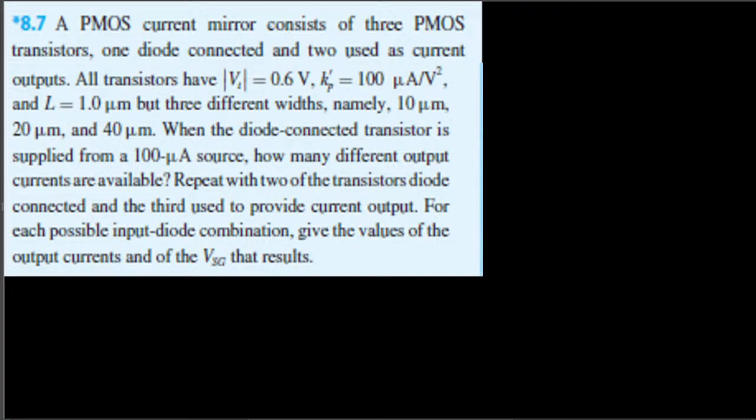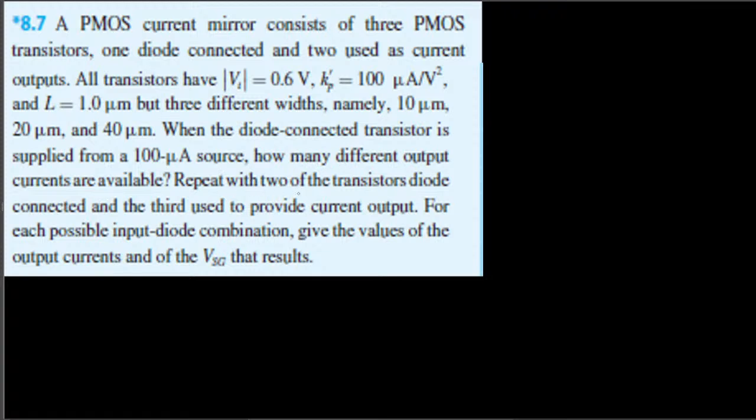A current mirror consists of 3 PMOS transistors, 1 diode connected and 2 used as current outputs. All transistors have VT equal to 0.6 volts, K'p equal to 100 microampere per volt squared, and the length equal to 1 micrometer but 3 different widths, namely 10 micrometer, 20 micrometer and 40 micrometer. When the diode connected transistor is supplied from a 100 microampere source, how many different output currents are available?